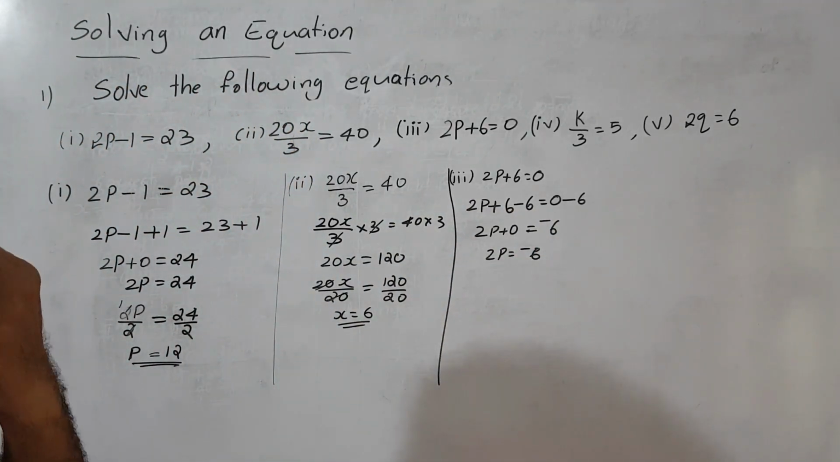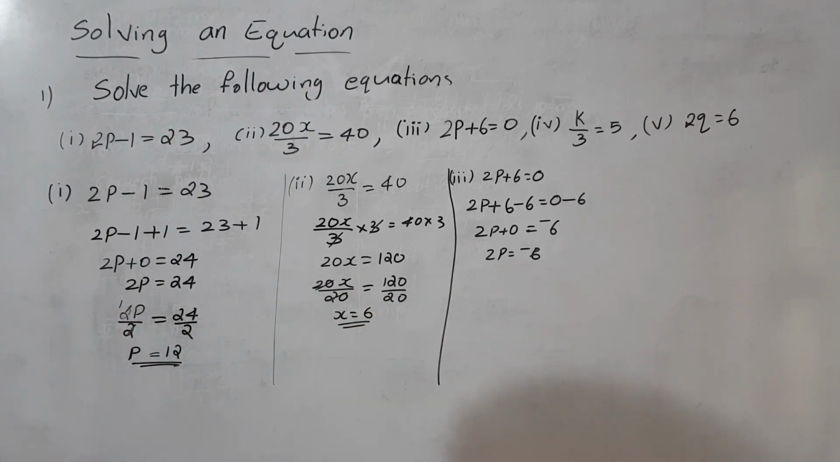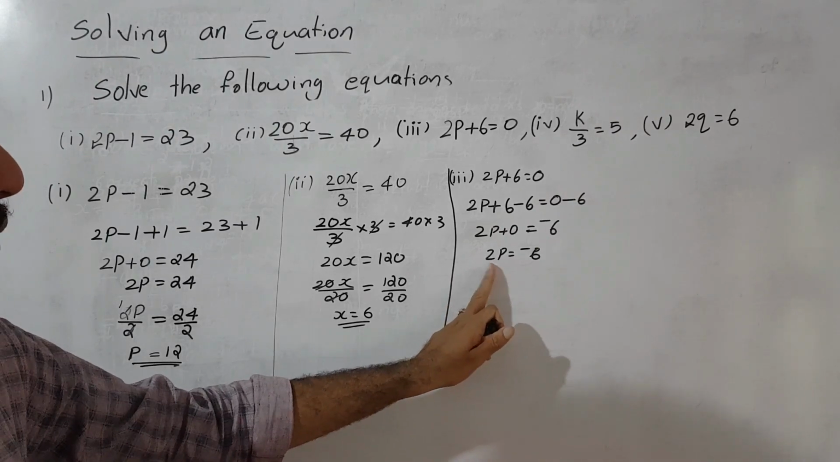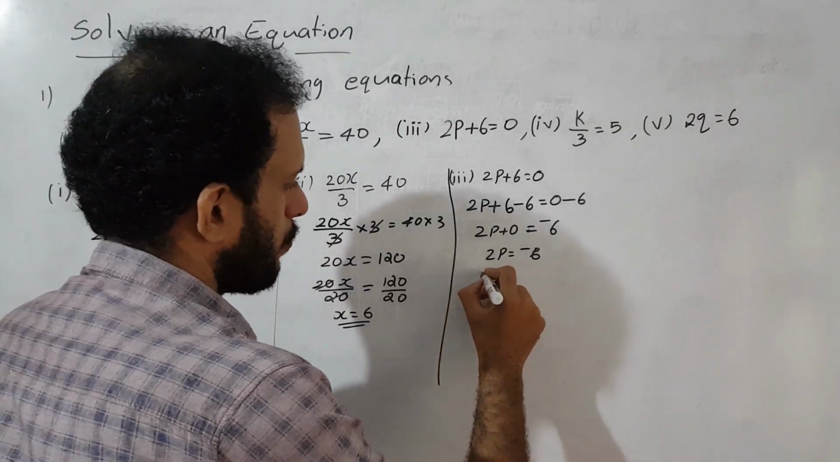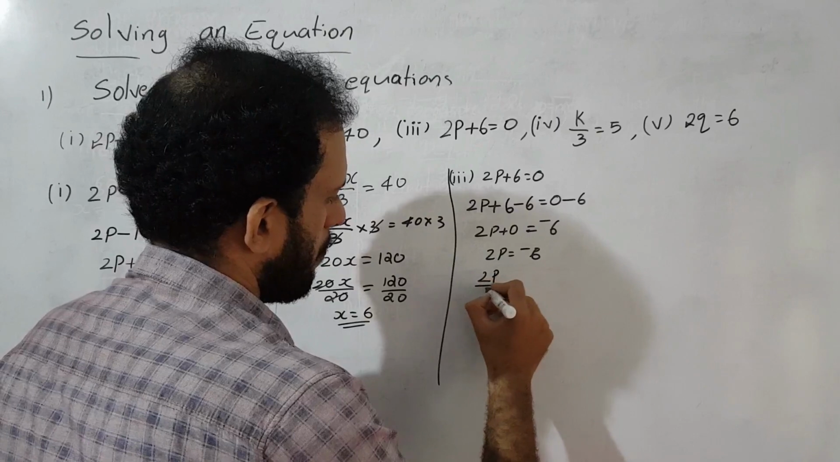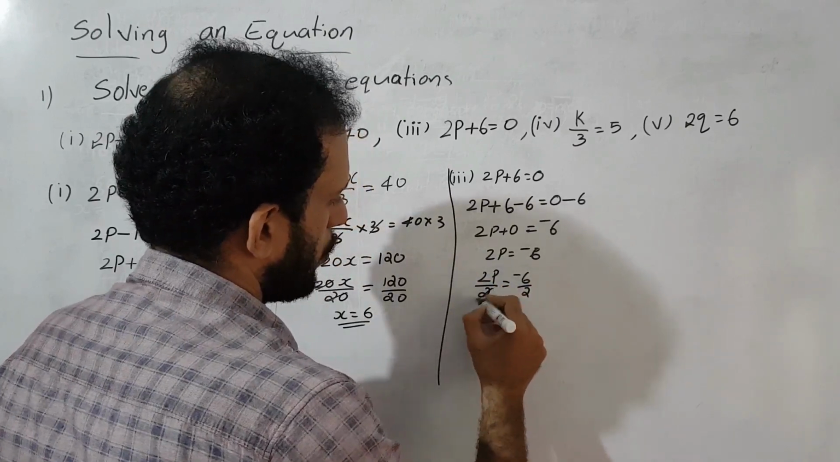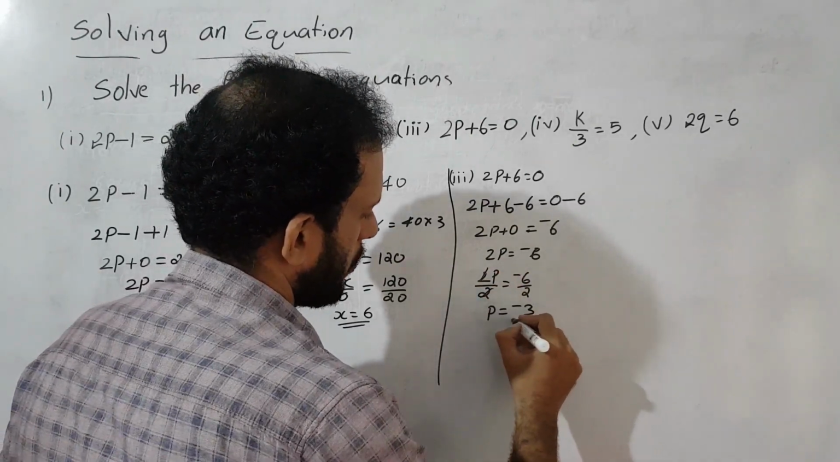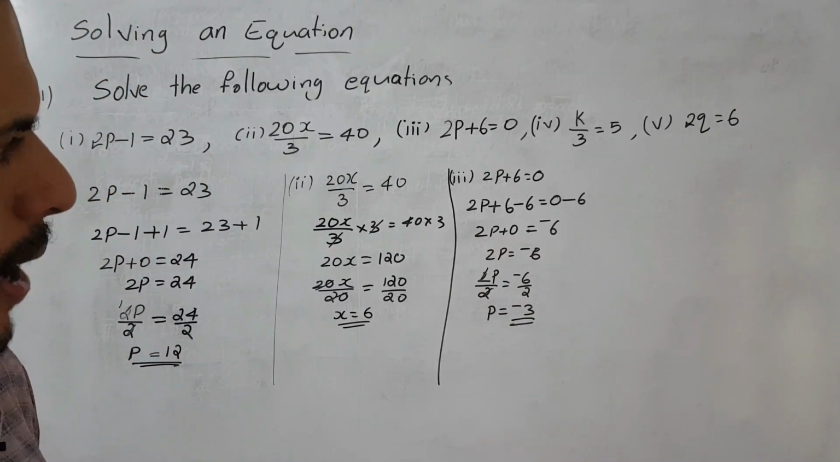Then we check, do we have a number with the variable p? Yes, we have a number with the variable p. What is that number? 2. So we need to remove 2. What are we doing? 2 and p are multiplying, so we divide both sides by 2. 2p by 2 is equal to minus 6 by 2. Then 2 and 2 cancel, then p is equal to minus 3. So the solution of this equation is p is equal to minus 3.